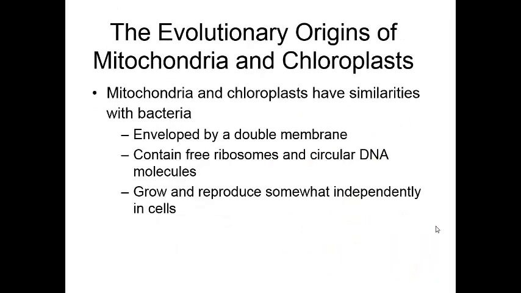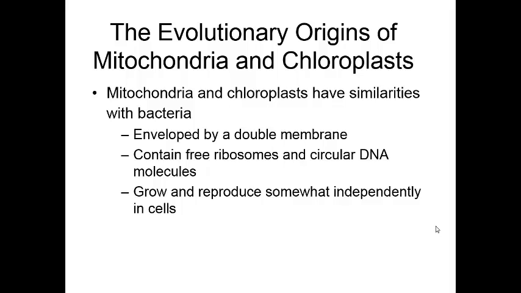Where did mitochondria and chloroplasts first come from? Scientists believe that mitochondria and chloroplasts were once their own separate prokaryotic organisms. They believe they were once their own bacteria, and these bacteria were engulfed by a larger cell, and they formed a permanent relationship. There's lots of evidence for this idea.